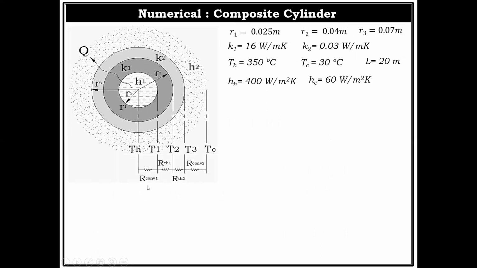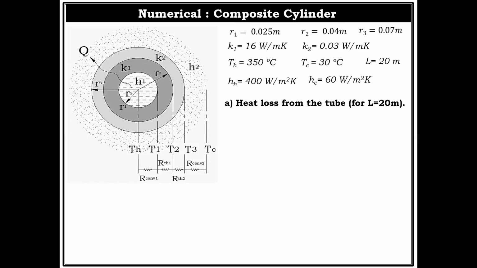And for the electrical analogy, all the resistances will be in series. First, the convection resistance from the hot fluid to the inner surface, then the conduction resistance from the steel cylinder or pipe, then thermal resistance 2 for the insulation material, and then the convection resistance for the outside. And this is our given data. I am not going to solve it in detail. I am just showing by flowchart whether this problem is possible to solve or not.